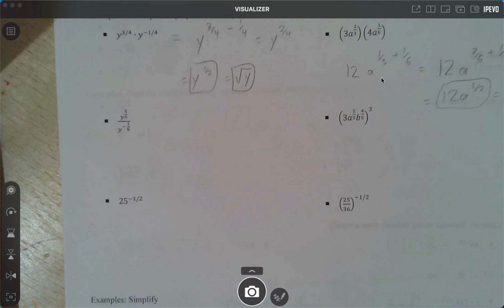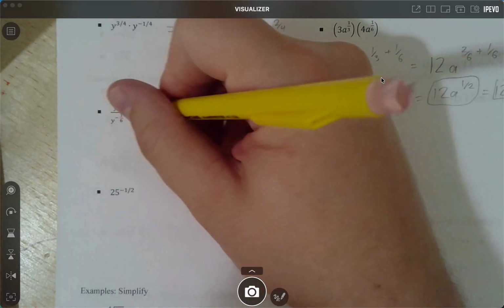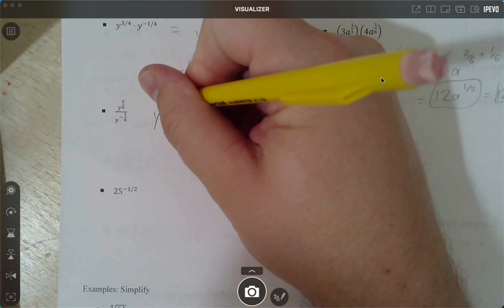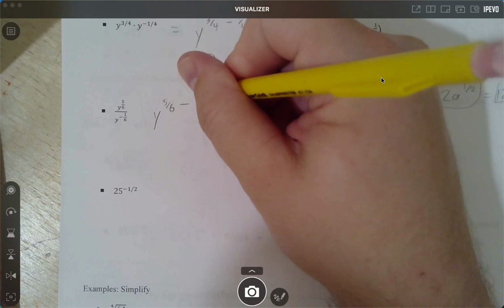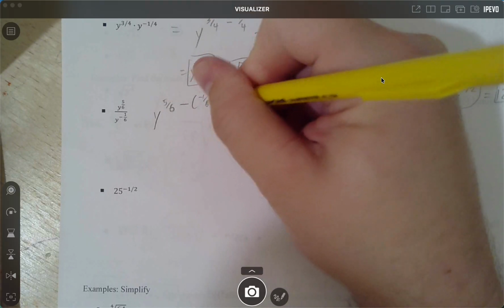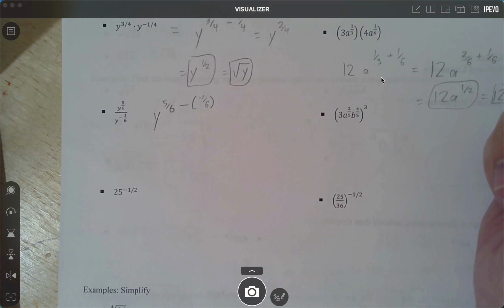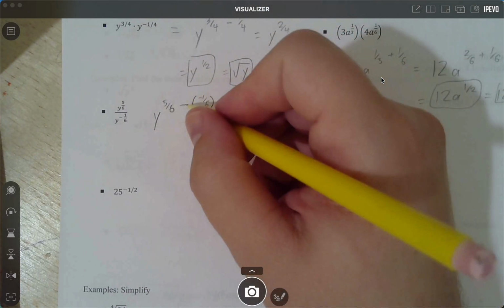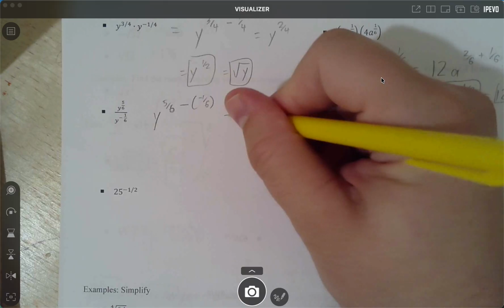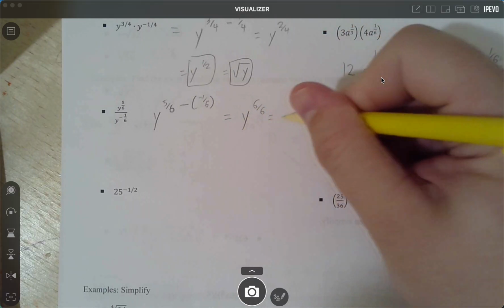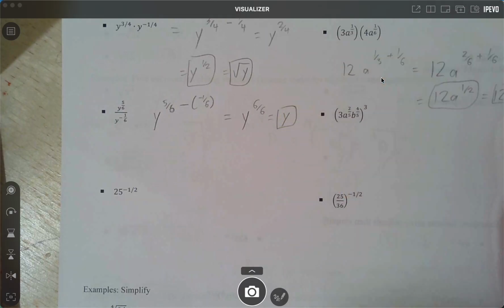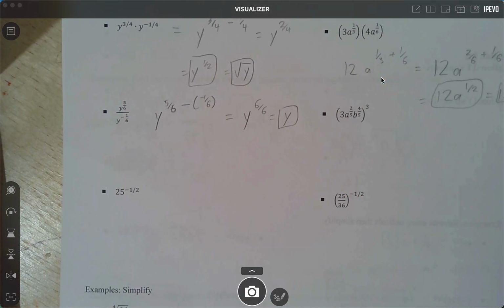All right. Up next, we've got division now. So let's see what happens here. That means I have y to the 5/6 minus negative 1/6. When you are dividing, you are subtracting your exponents. So I'm subtracting something that already was negative. That will double negate and become positive. This ends up being y to the 6/6, which is actually just y itself with no root because that simplified to 1. So we're good there.